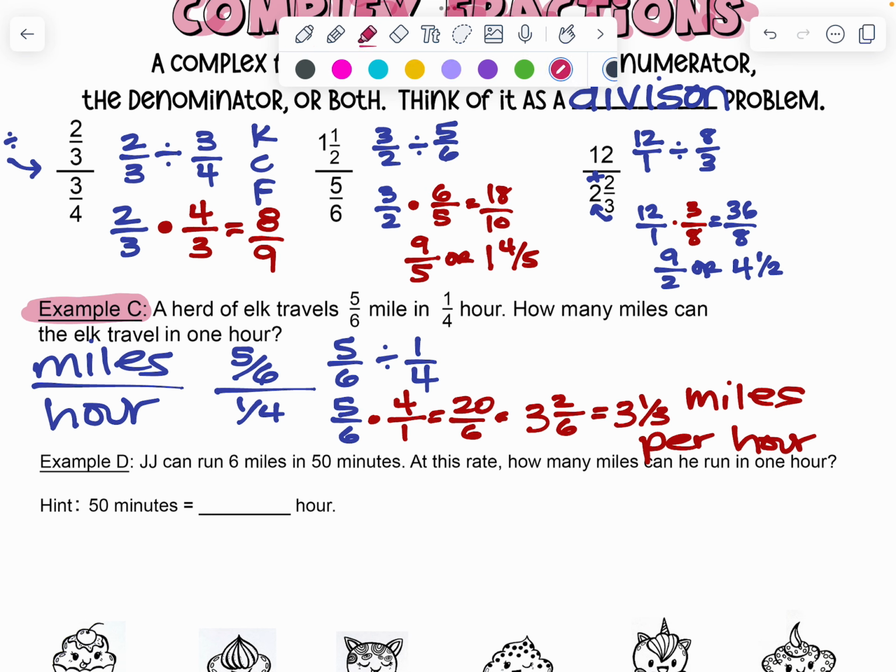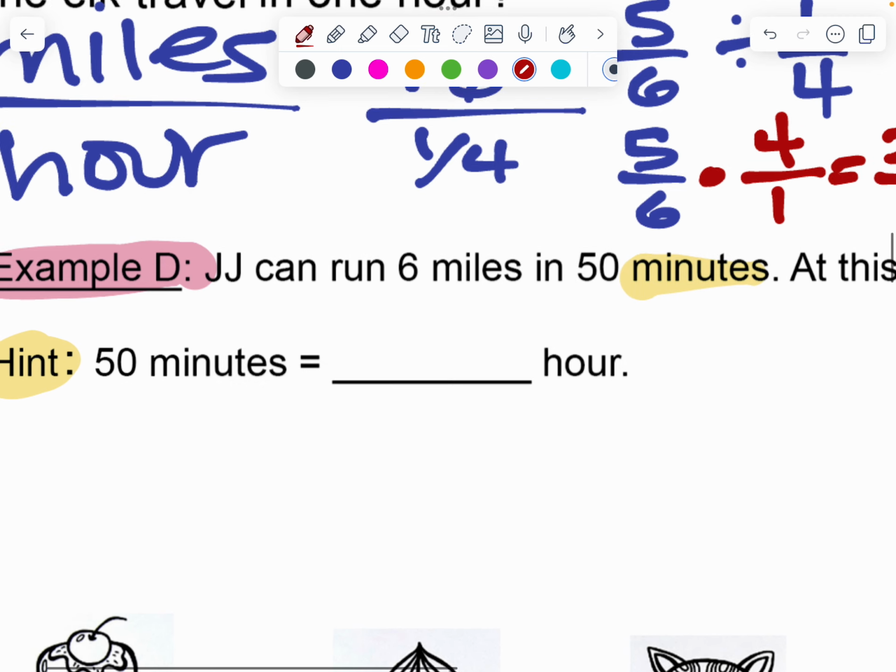All right, last example. Here you go. JJ can run 6 miles in 50 minutes. At this rate, how many miles can he run in 1 hour? Oh, look what they did. They gave us minutes, but then they want the answer in an hour. So that's why we've got a little hint here. We're going to fix something right here. So we're going to change our minutes to an hour.